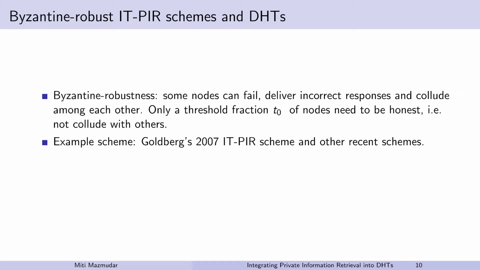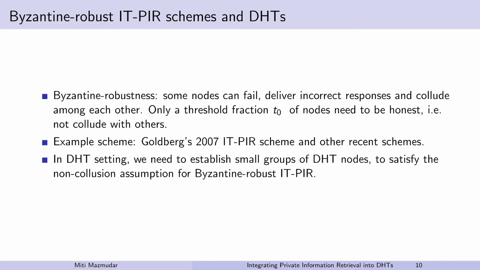In this simple scheme, all 4 nodes need to be available online for the client to be able to reconstruct the desired row. In general, Byzantine-robust IT-PIR schemes only require a threshold of nodes to not collude with the others. Even if other nodes provide incorrect responses or fail, the client can reconstruct the desired row from just this threshold number of PIR responses. So going back to the DHT setting, suppose that we can trust a group of DHT nodes to not collude with each other. With this assumption, we can arrange for these nodes to share the same database and conduct Byzantine-robust IT-PIR to enable a client node to retrieve files privately.